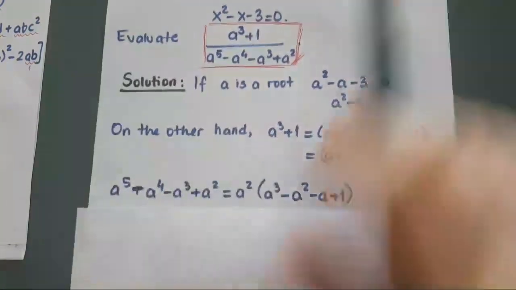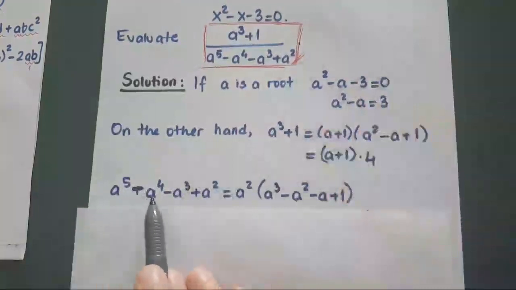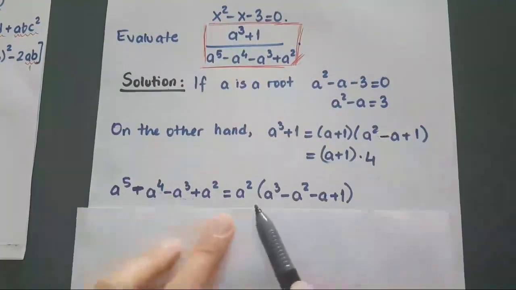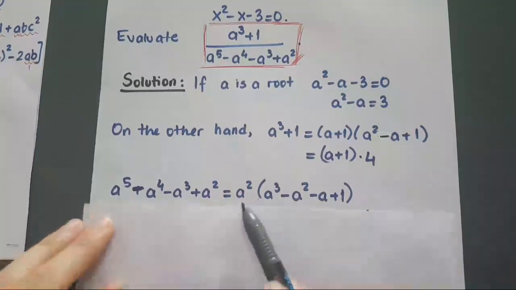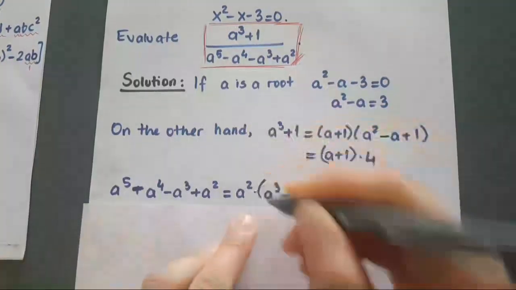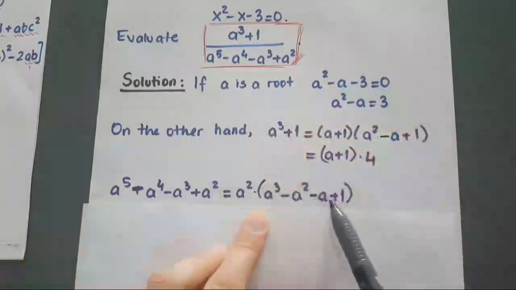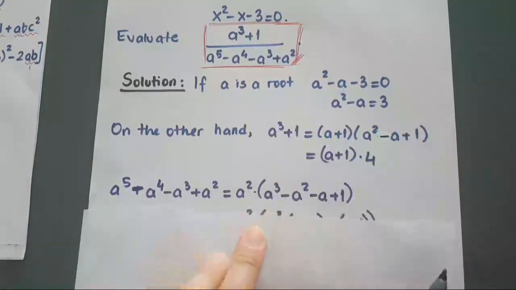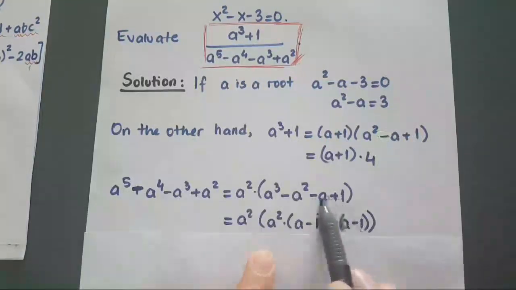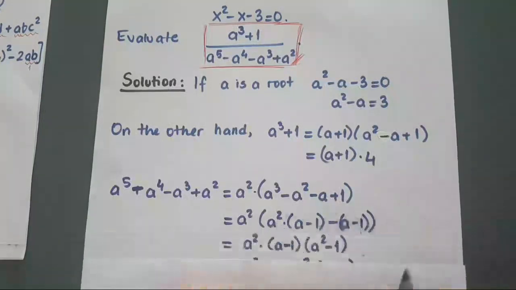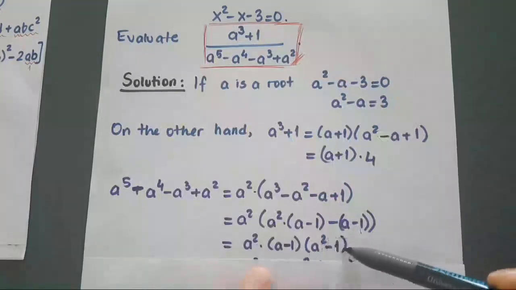In the same way, let me factorize a to the 5 minus a to the 4 minus a cubed plus a squared. All the terms are divisible by a squared, so take it out of the brackets: a squared times a cubed minus a squared minus a plus 1. Then I can group first and second, and third and fourth: a squared times a minus 1, minus a minus 1. I just changed the signs, be careful. If I factorize this, I will get a squared times a minus 1 times a squared minus 1.